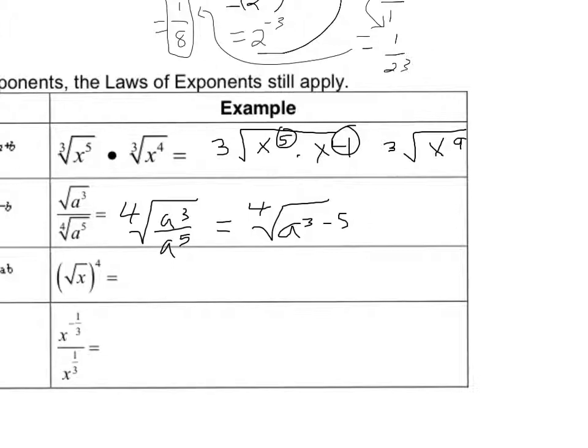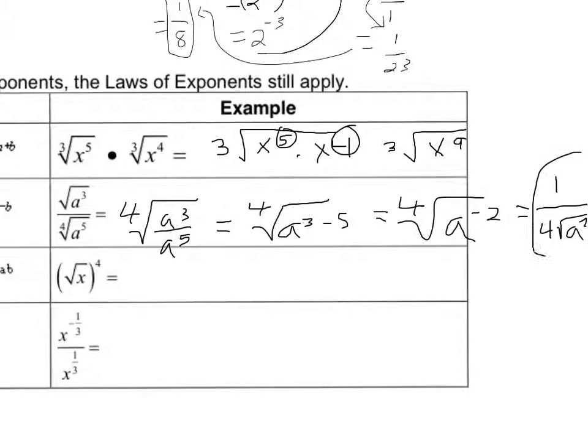Next, all you have to do is simplify the numbers, so everything else stays the same. Your base stays the same, and then you just do 3 minus 5, which is negative 2. So since it's negative, we have to switch it like we did before, and that's going to equal 1 over 4 to the square root of a squared. And that'll be your answer.